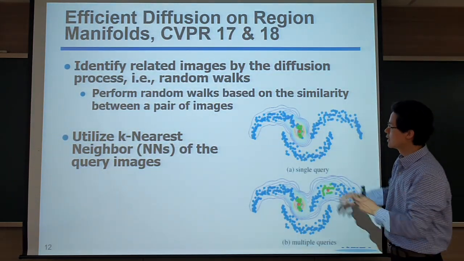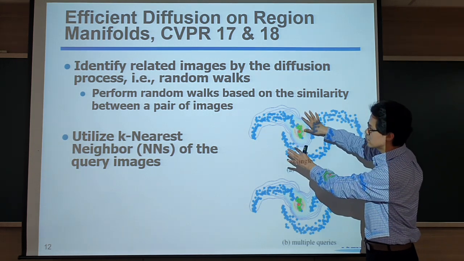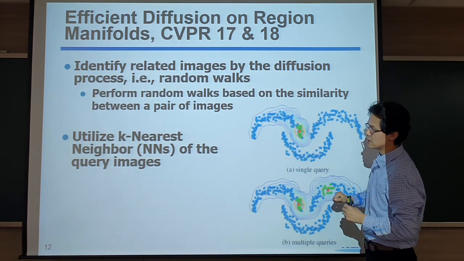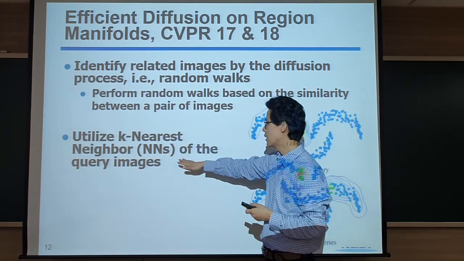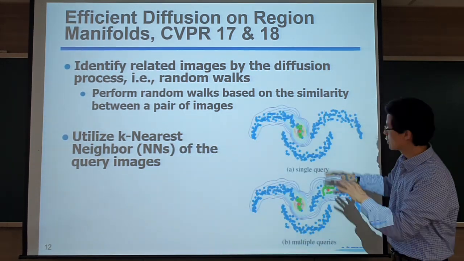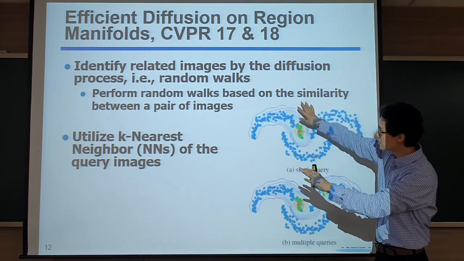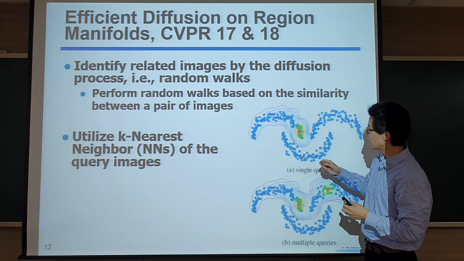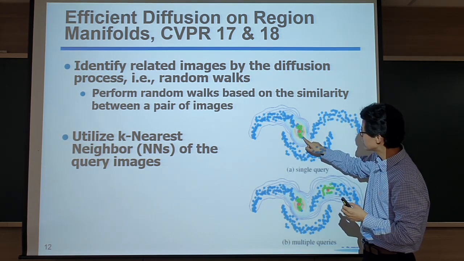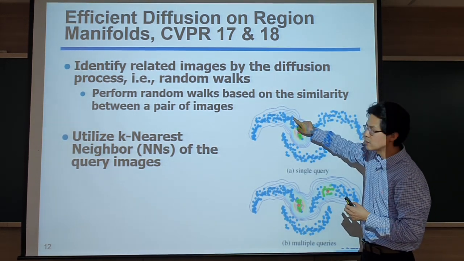So basically, they look at the various relationships among a lot of the similar images, right? That's why they utilize the k nearest neighbor images of the query image. They look at their relationship, and then hope that there are a lot of their images here. Actually, this dot could be the image, right?